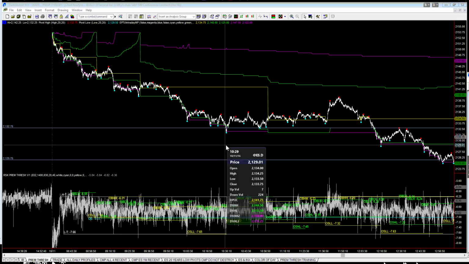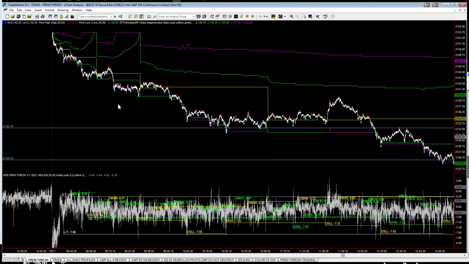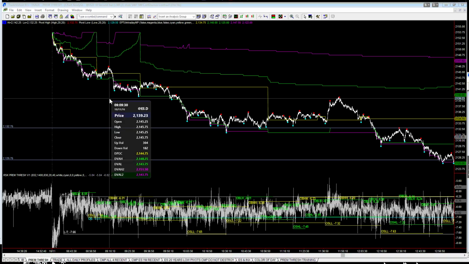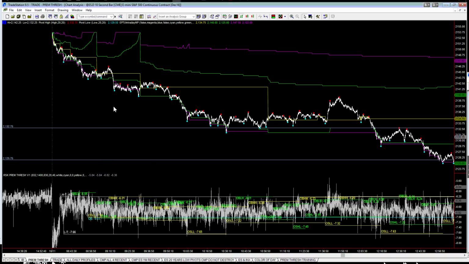Very predictive. So whether you entered it here or entered it there, that was a beautiful move from even 46 all the way down to 32.